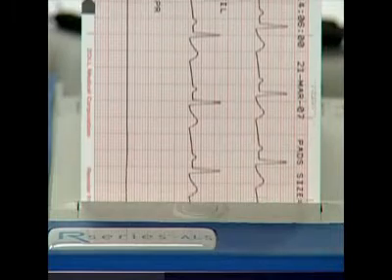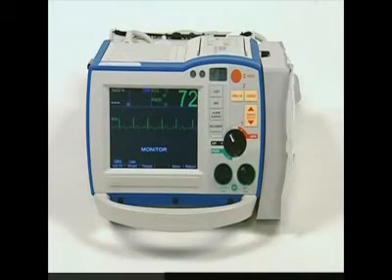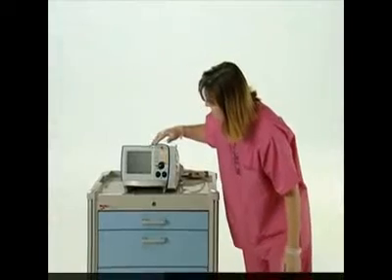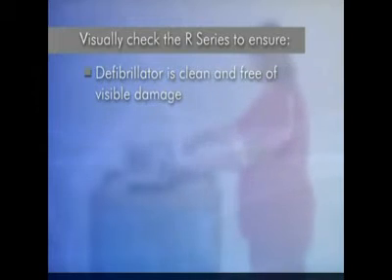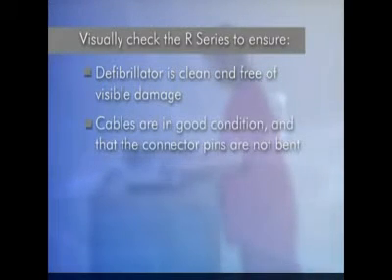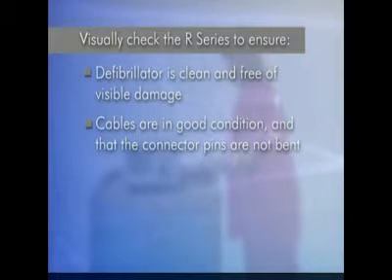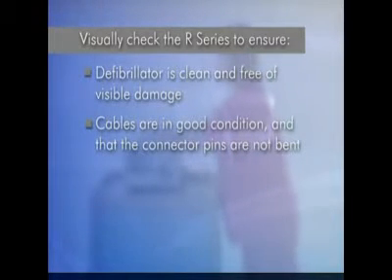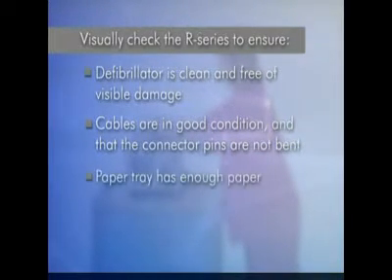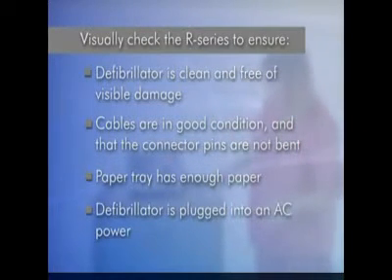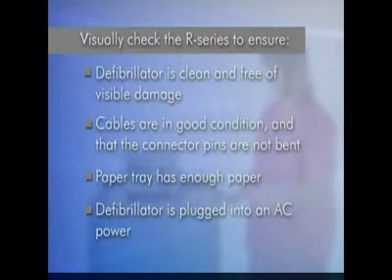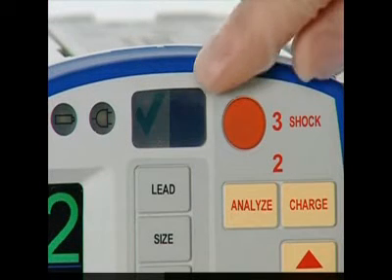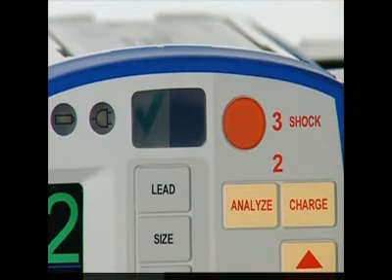In addition to the automatic testing of the R-Series, Zoll recommends that you perform a daily visual inspection of the device. During this inspection, check that the defibrillator is clean and free of visible damage, that the cables are in good condition and that they are not cut or frayed, and that the connector pins are not bent, that the paper tray has enough paper, that the defibrillator is plugged into an AC power, and that the green check mark appears in the code readiness indicator.